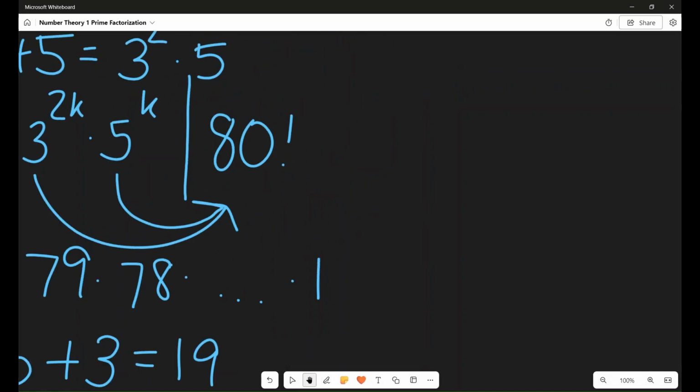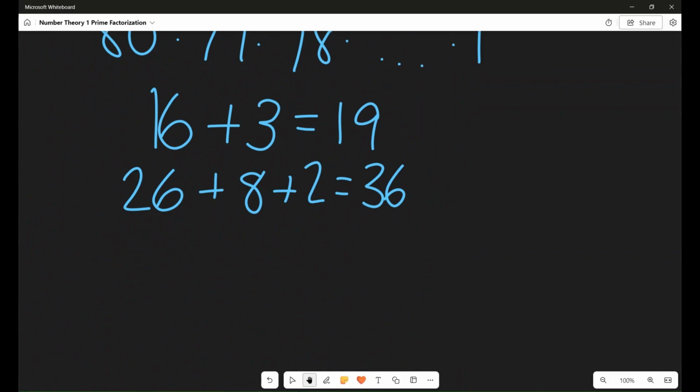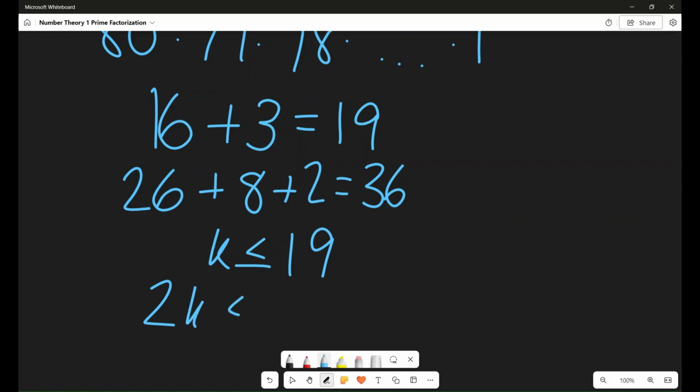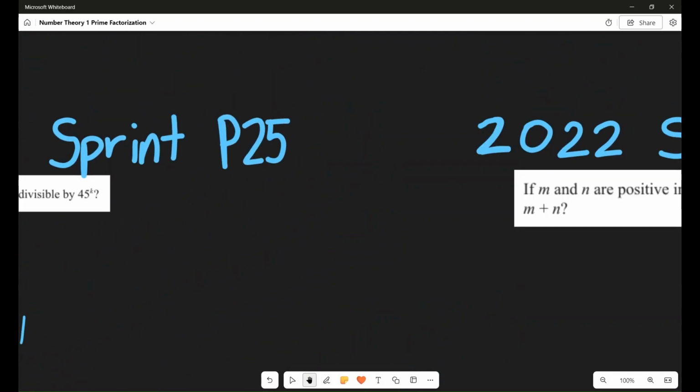And now we can place our bounds on k. So from this, we get, remember, the power of 3 is 2k and the power of 5 is k. So we can say that k has to be less than or equal to 19 and 2k has to be less than or equal to 36. This one gives k is less than or equal to 18, which is a stronger bound. And that's our final answer, 18. And on to the next one.